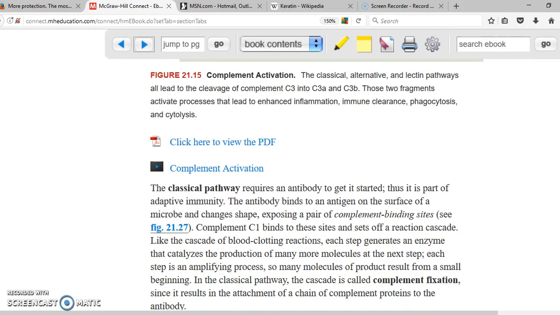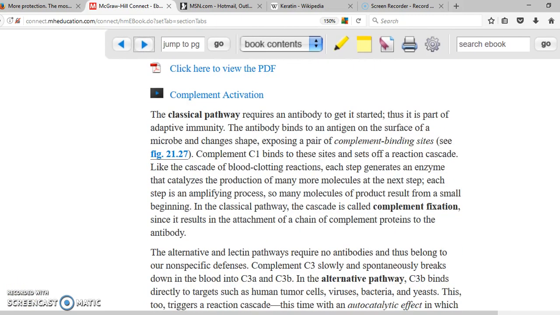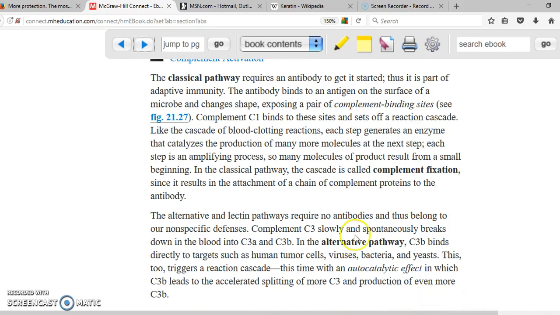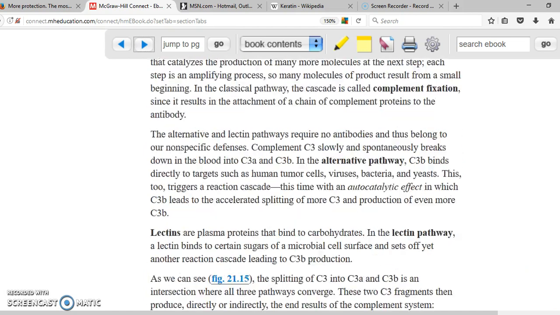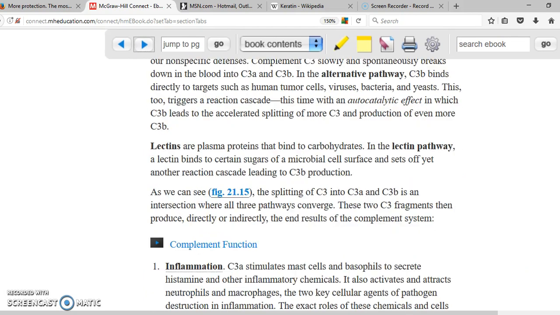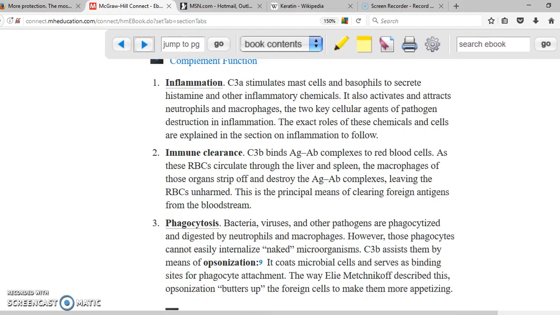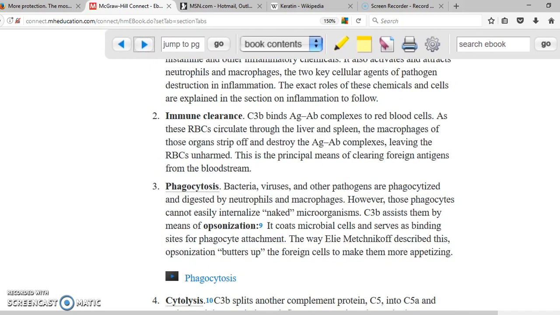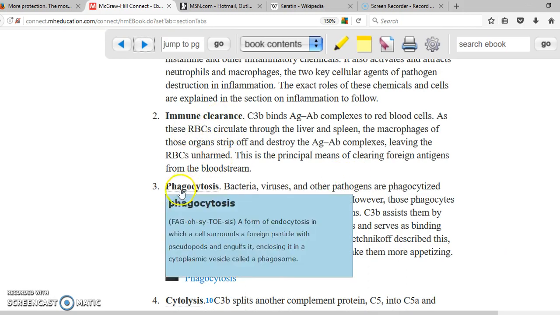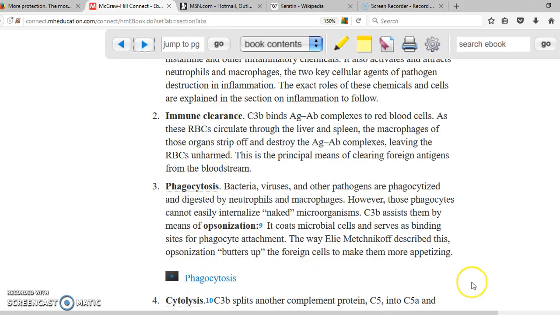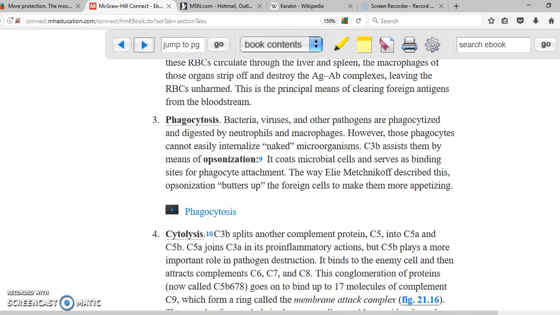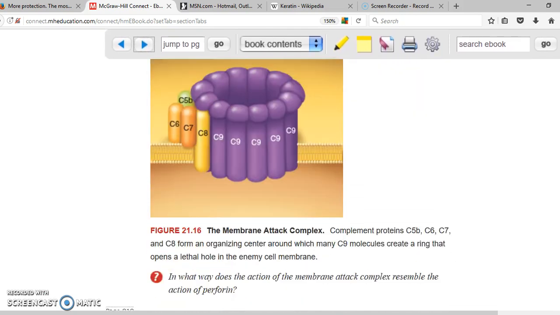If we keep scrolling down, we can see in there the complement activation. We said classical pathway, alternative pathway, and the next one is obviously the lectin pathway, as you can see in there. The results of the complement, as we said, there are four of them: inflammation, immune clearance, phagocytosis, as well as cytolysis. We already mentioned that as well, and I explained how this is going to happen.